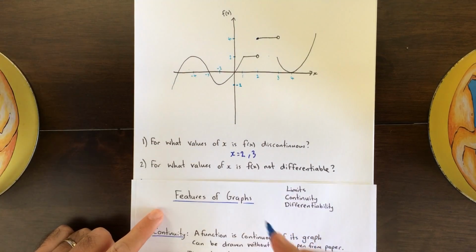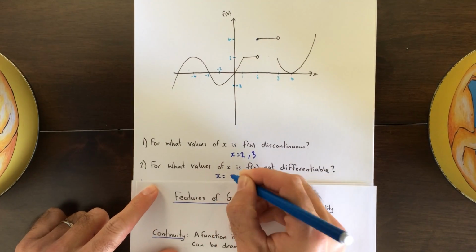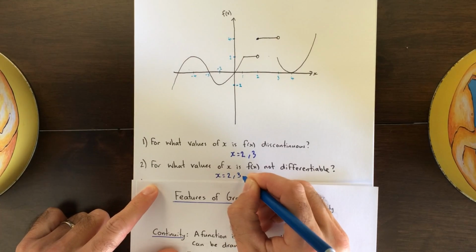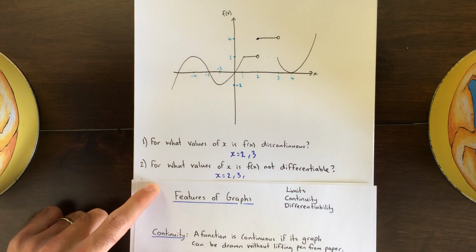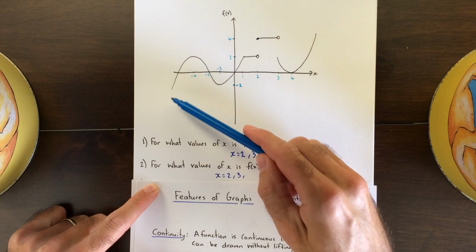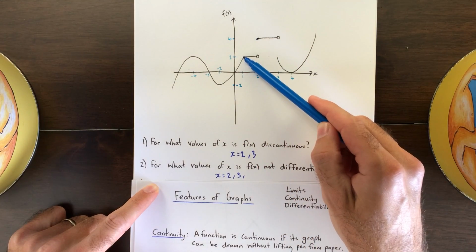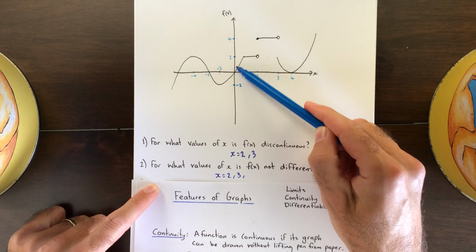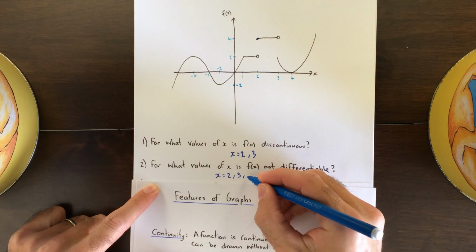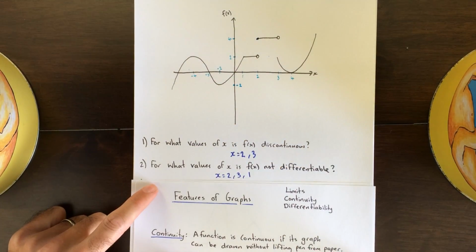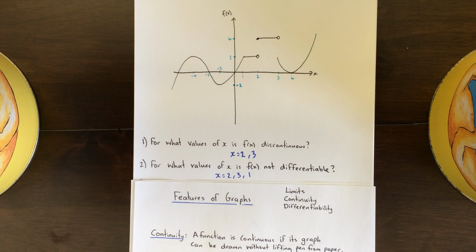So straight away for not differentiable, I'm going to put those exact same 2 points down. And then I have to add in any corners. So the only corner I see is here at 1. It has a corner there, so we're going to add 1 to that list. 3 points where it's not differentiable. Everywhere else, technically, I could find a gradient of that graph.